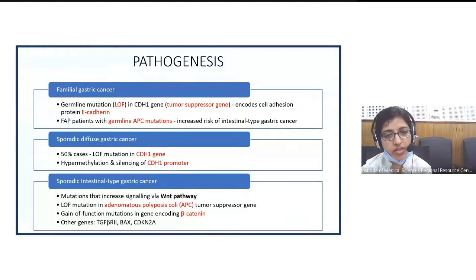Now, intestinal type gastric cancers occurring sporadically show mutations in the various components of the Wnt pathway. So there is increased signaling via the Wnt pathway. There can again be loss of function mutations in the APC tumor suppressor gene, similar to that seen in FAP patients. Then there can be gain of function mutations in the gene encoding beta catenin. The other genes that are implicated are TGF beta receptor 2, BAX, which is involved in regulation of apoptosis, and CDKN2A, which is involved in cell cycle control.